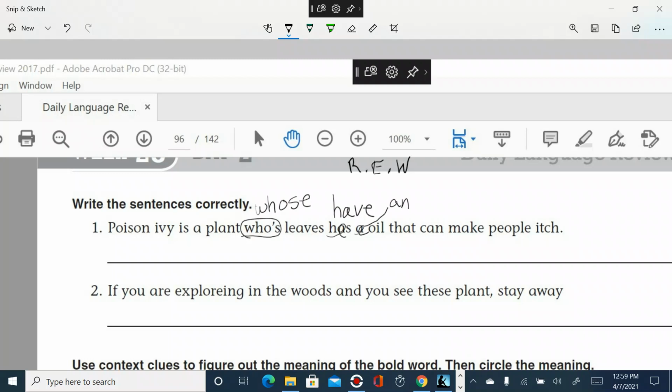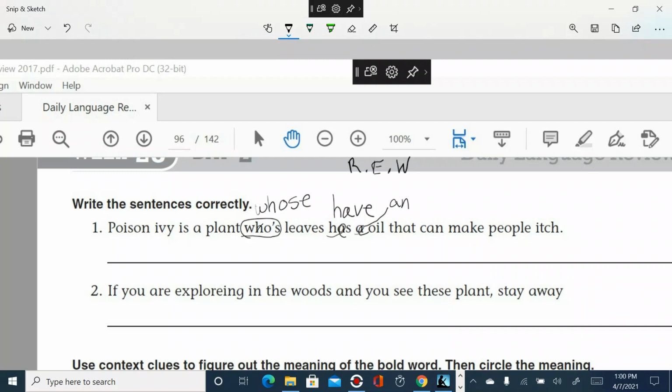I just got rid of this other one that said plants which leaves have. Poison ivy is a plant which leaves... Listen, if you wanted to do that, you'd have to do it like this. I don't recommend this, but this is how it could work. Poison ivy is a plant which has an oil that can make people itch. You see what I'm saying? You got to get rid of the leaves. But let's leave leaves. Poison ivy is a plant whose leaves have an oil that can make people itch.